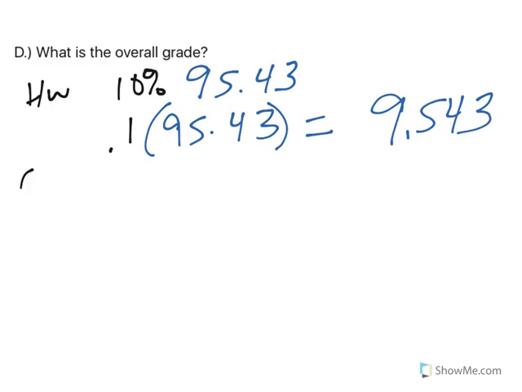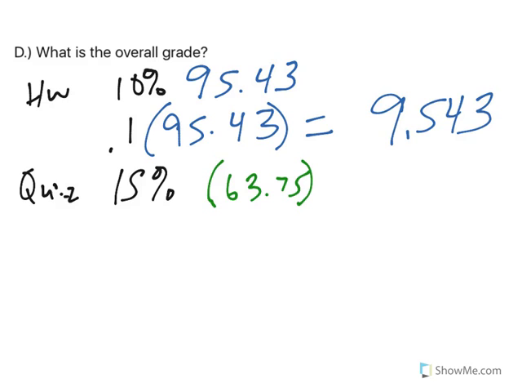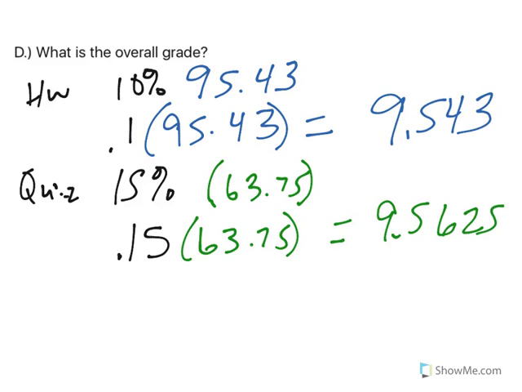Next, we look at the quizzes. Quizzes were 15% of your grade, and we earned 63.75. So when I do the math, 15% times 63.75 gives me 9.5625. And we don't want to round these numbers until the very, very end. We want to make sure we are as exact as possible. And so we're going to continue on with all of our sections.